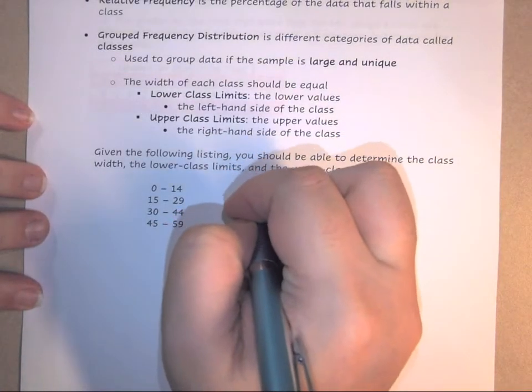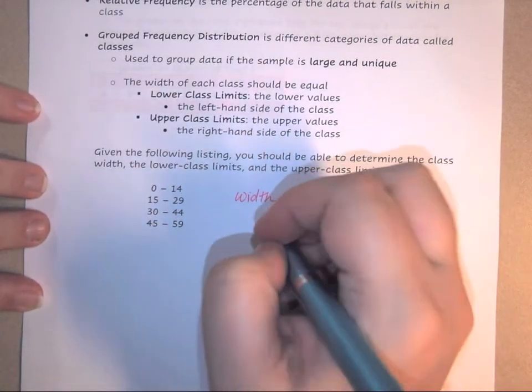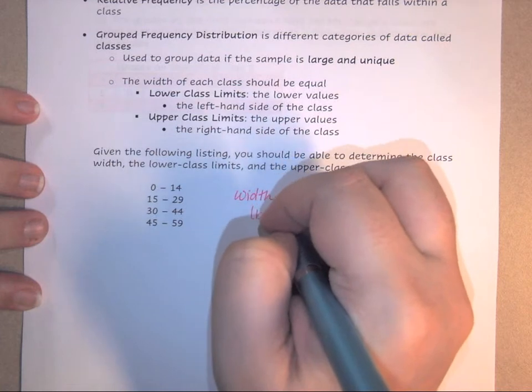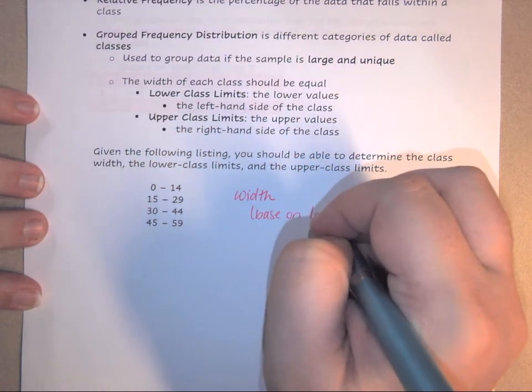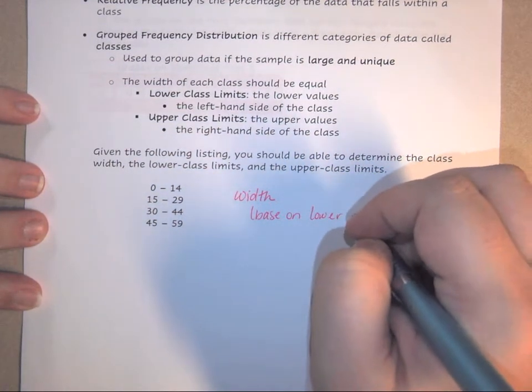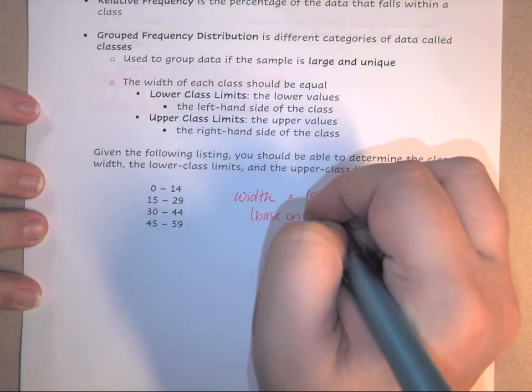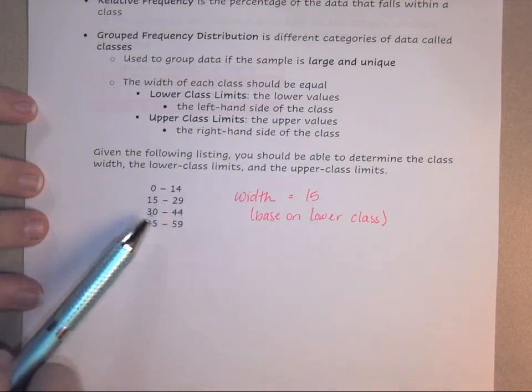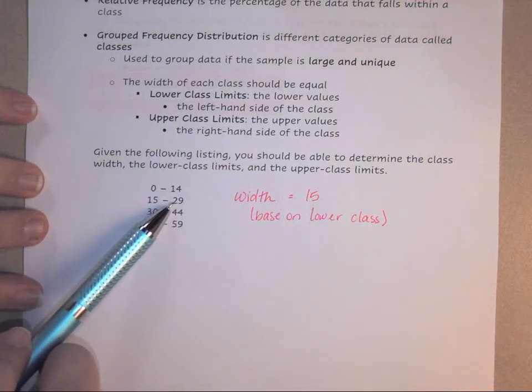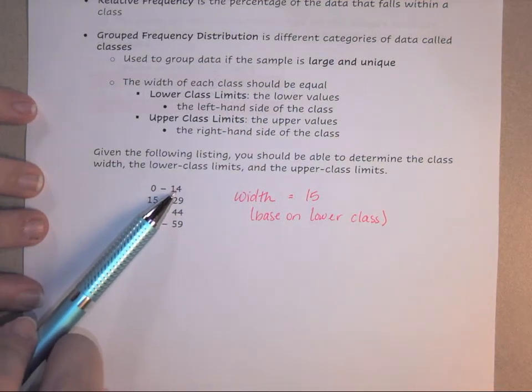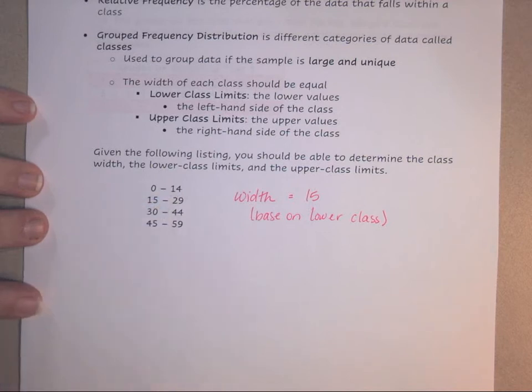So for example, I would do for my width, 15 minus 0 is 15. So here my width, based on lower class, is going to be 15. And it would be the same if we base it on the upper class. If I were to do 29 minus 14, I'd come up with a difference of 15 there as well.